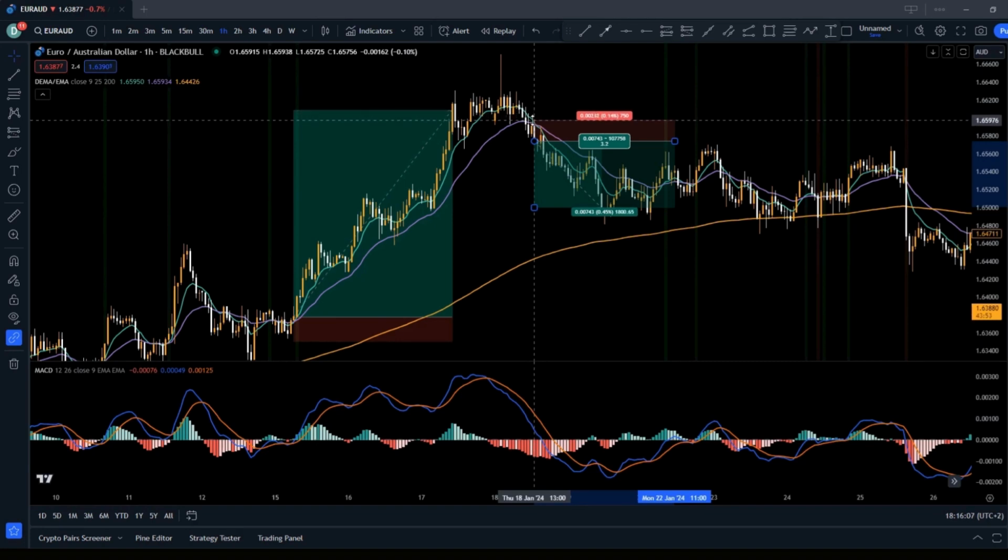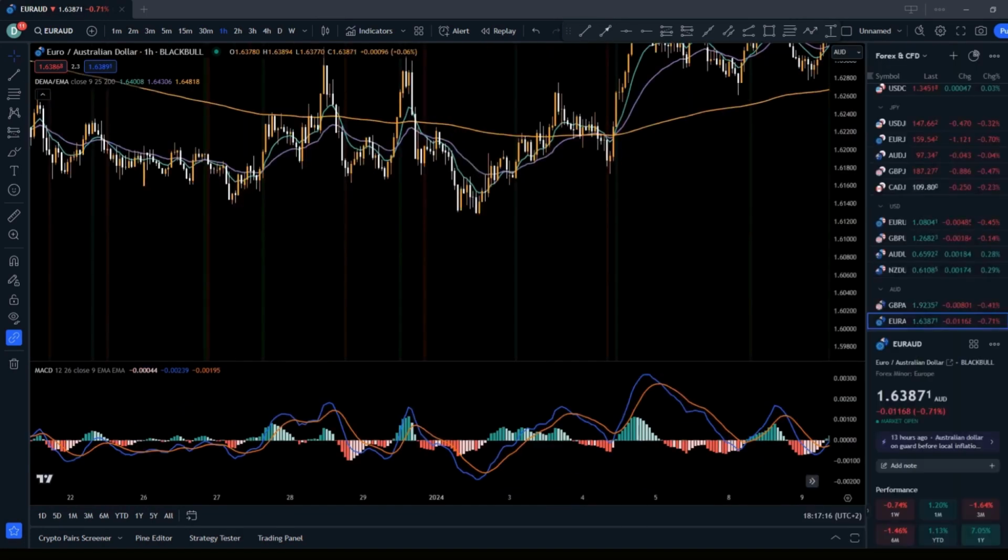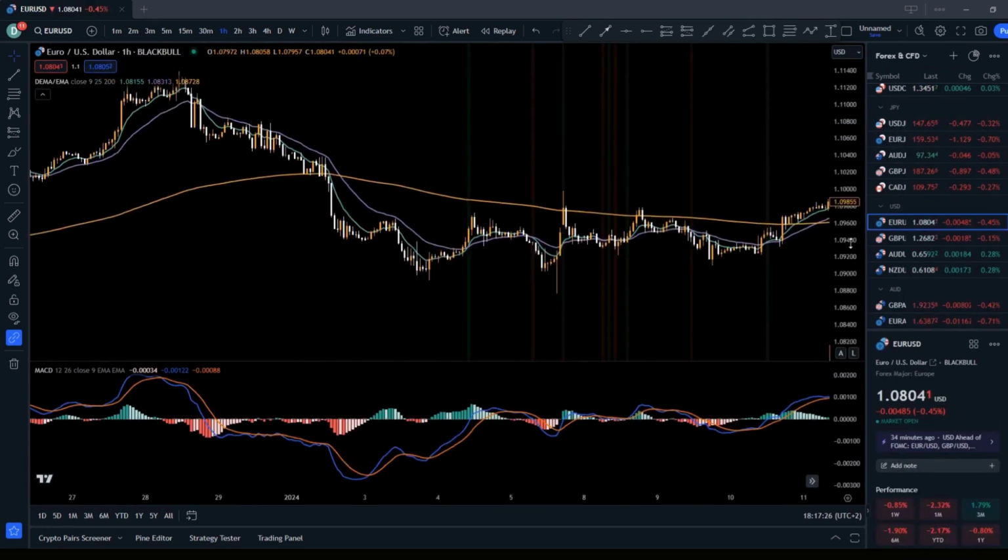This strategy is so good that it works on every Forex pair. Let's look at another pair, for example EUR/USD.